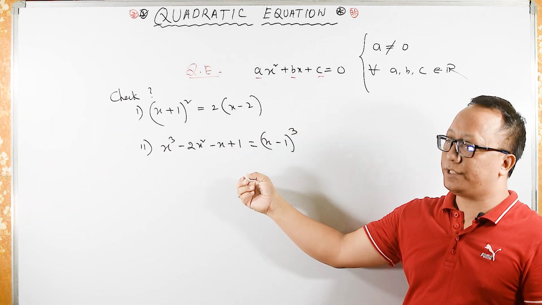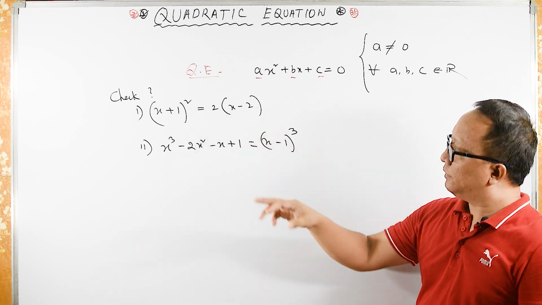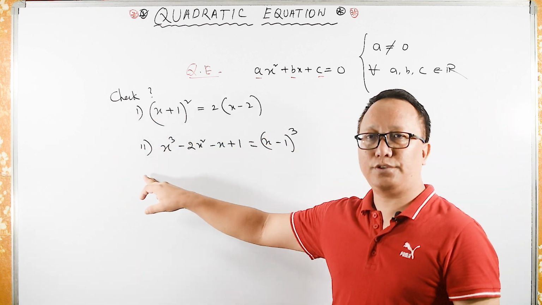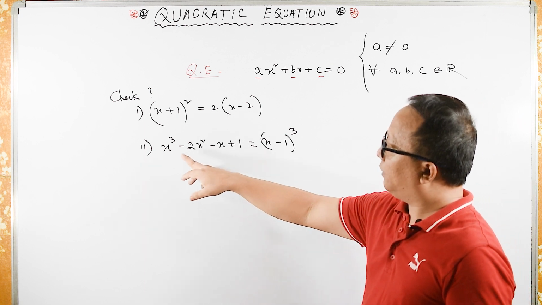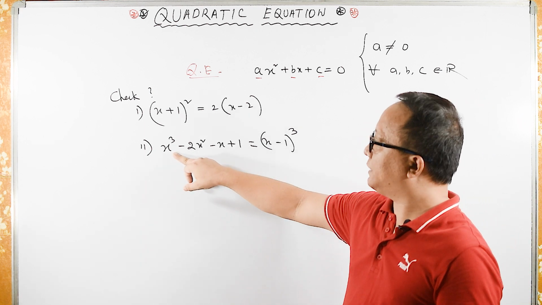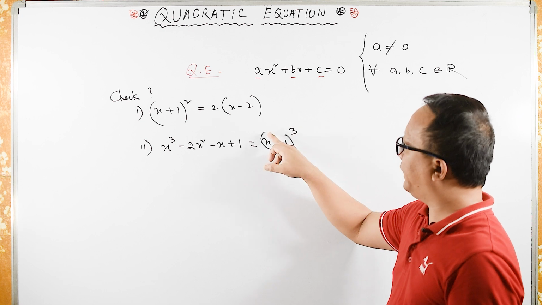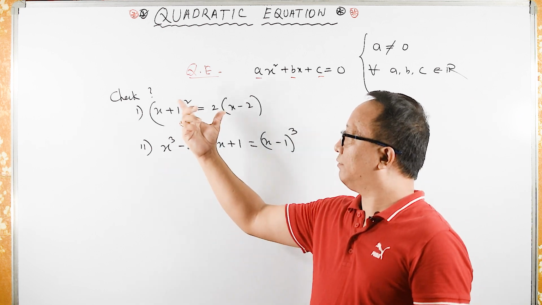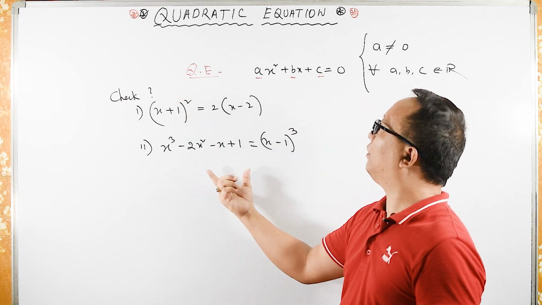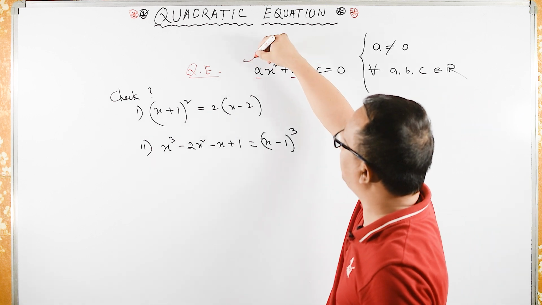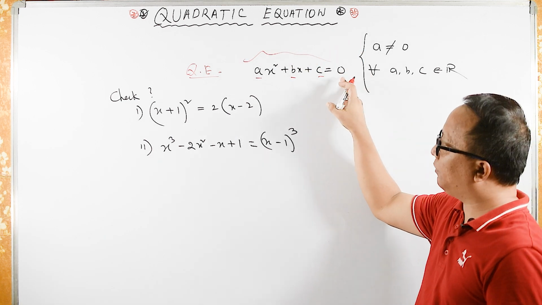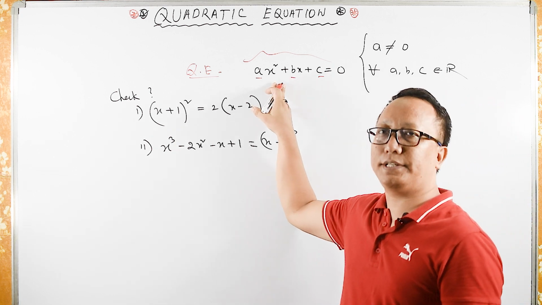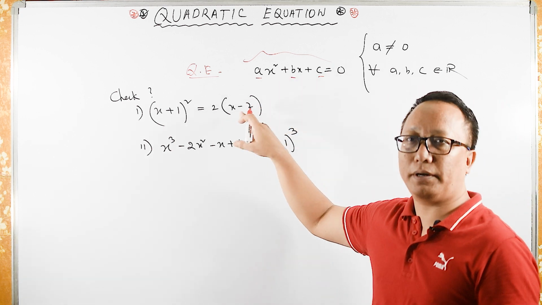Here there are two questions. We need to check whether this one as well as these two are quadratic equations or not. Now here we have x³. Here you will get x³. In order to decide whether the equation is quadratic or not, you have to bring the equation to this form, making the left hand side or right hand side 0. Then you will come to know the highest power of x in the particular equation.